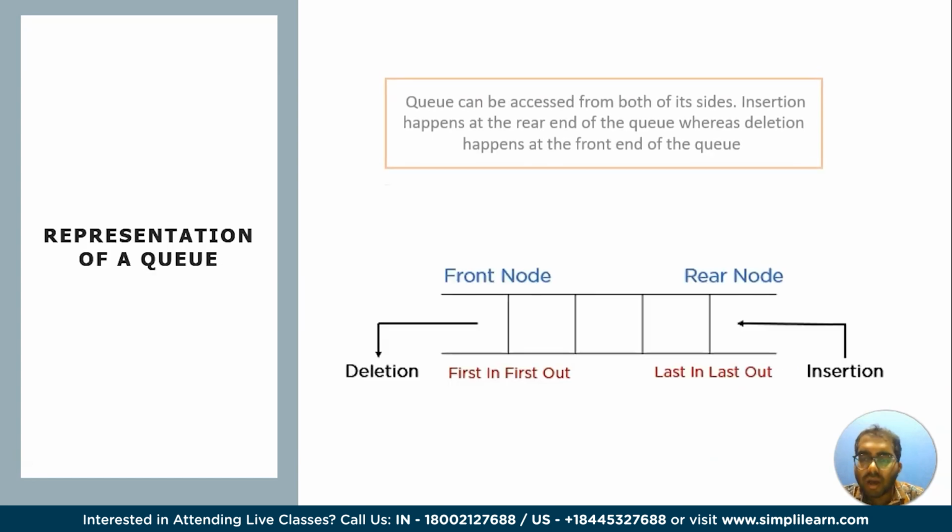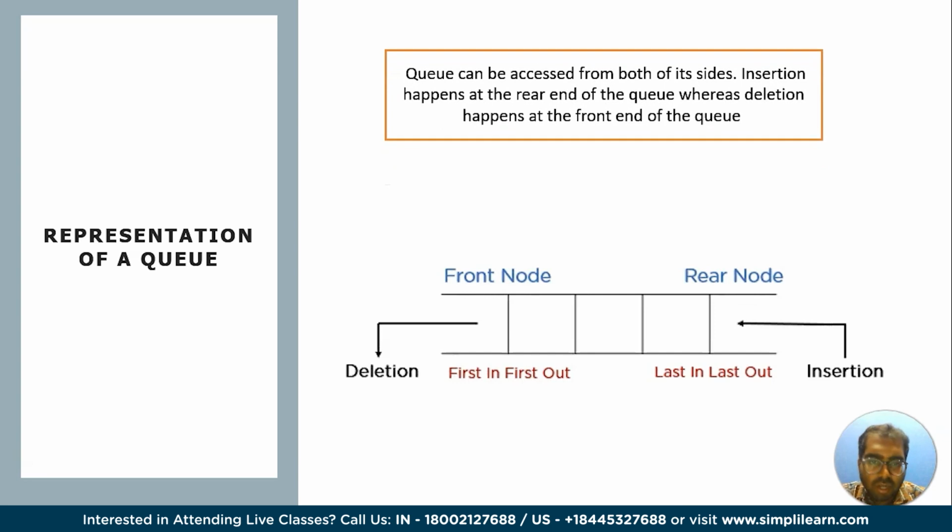So let's now understand how a queue is represented. A queue can be accessed from both of its sides, as we discussed earlier. The insertion happens at the rear end of the queue, whereas deletion happens at the front end of the queue. So this is the rear end, this is the front end. I'm just taking note here. The terms are similar, so you don't need to worry.